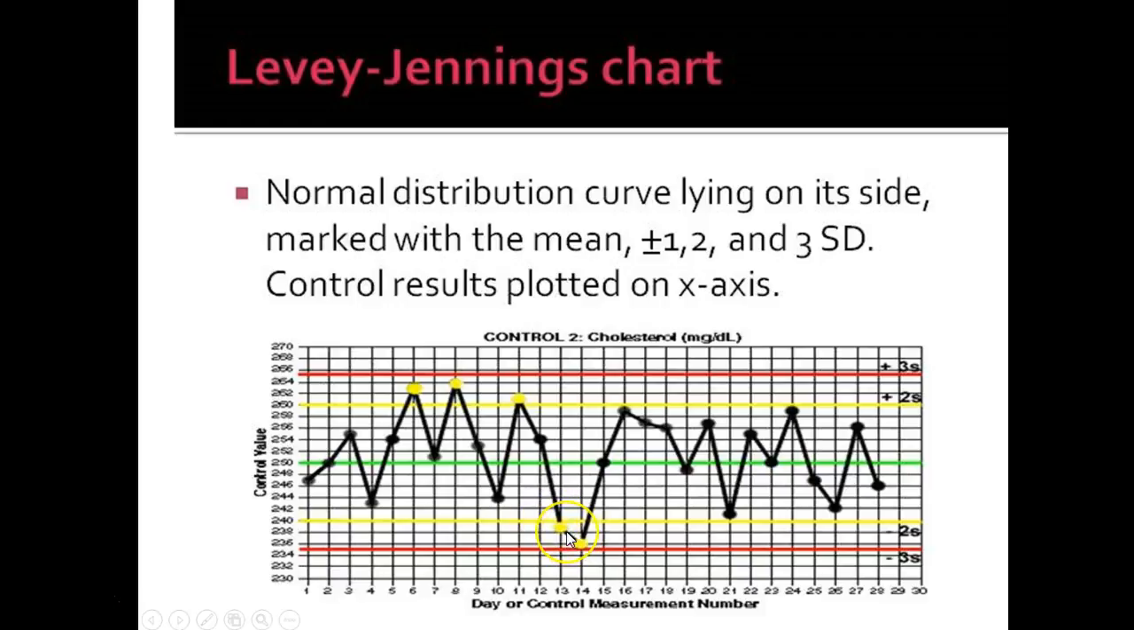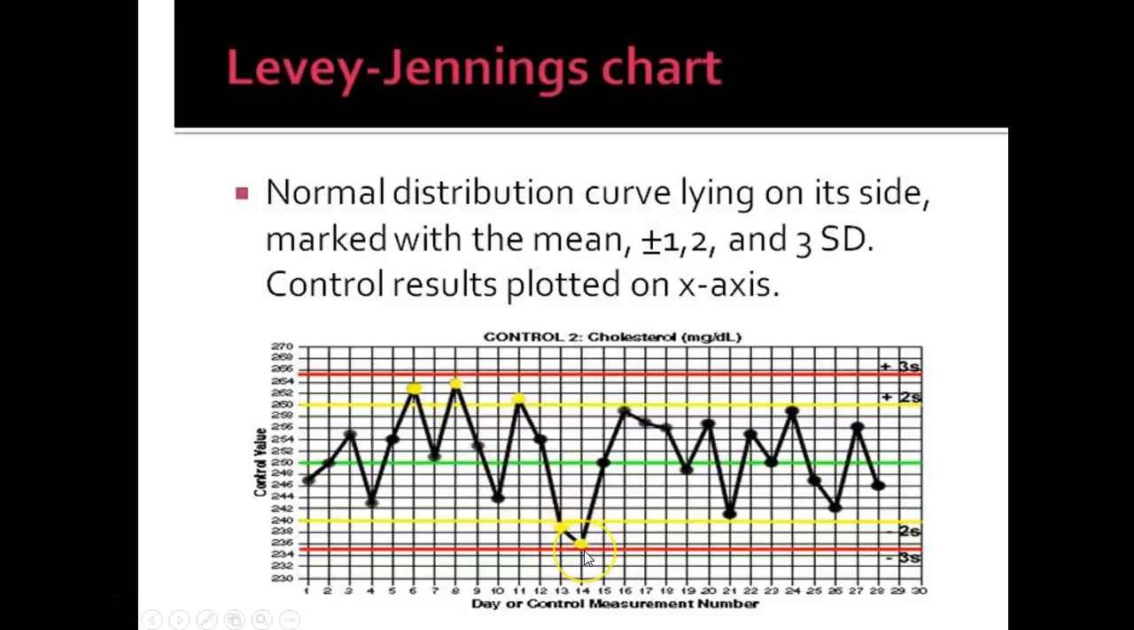That's out of range, right? We want to be in between those yellow lines. The first time's okay. You just kind of keep an eye on it. The second time is bad. Once it's out 2 times beyond 2 standard deviations, but within 3, we have to figure out what's wrong with the analyzer. We cannot report patient results.